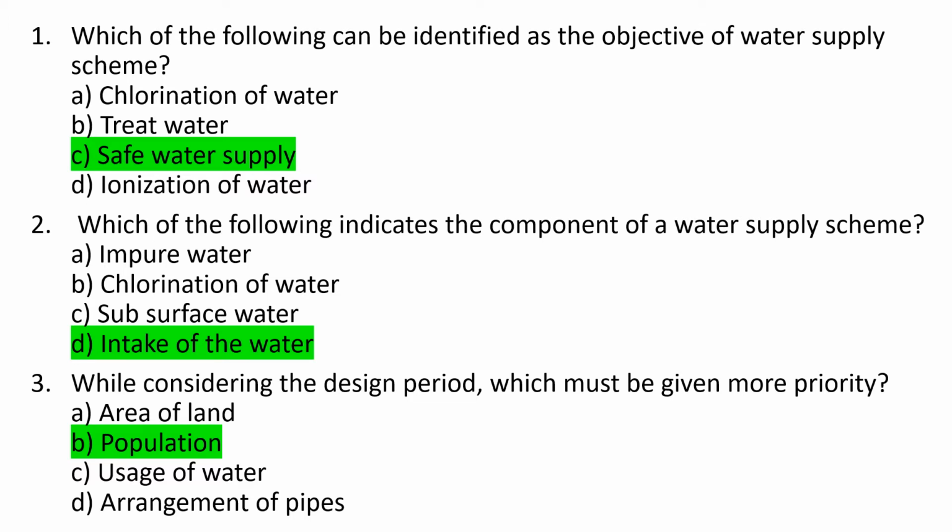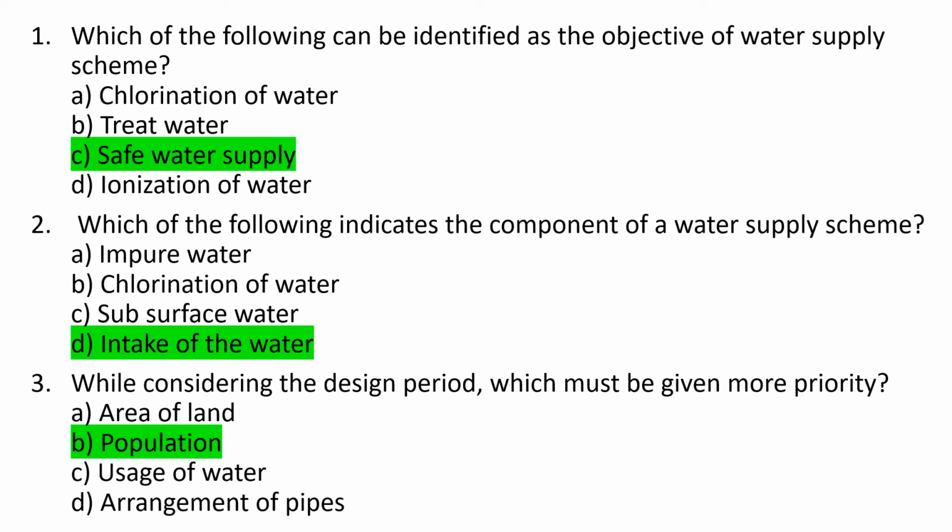Question number 3. While considering the design period, which must be given more priority? We have 4 options. A, area of land, B, population, C, usage of water, and D, arrangement of pipes. The correct option is B, population. Design period is considered based on the population present in a particular area.